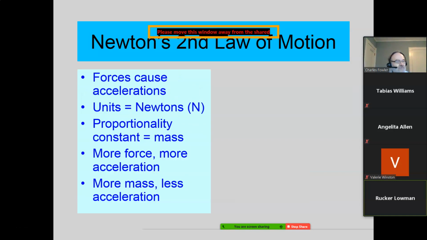Okay, so now we move to Newton's second law of motion. Now let's go back and do a quick review.